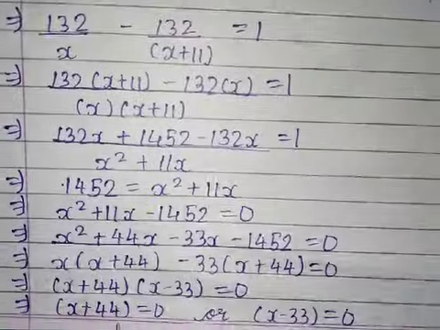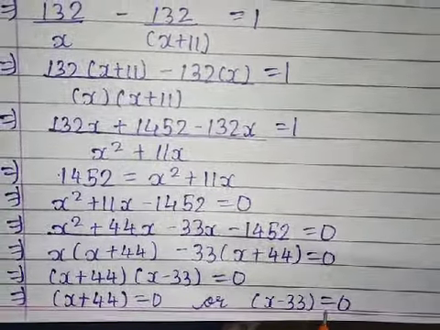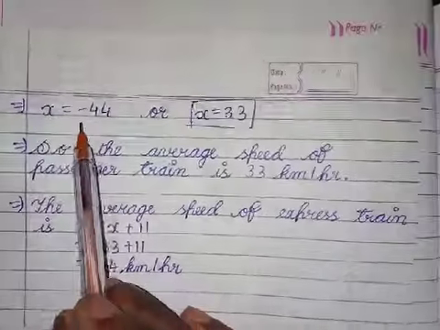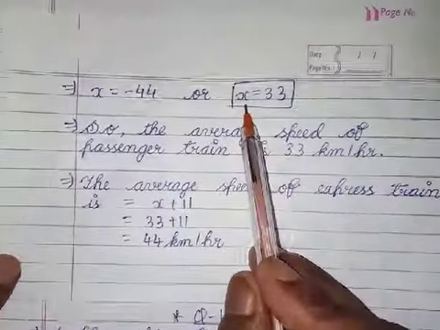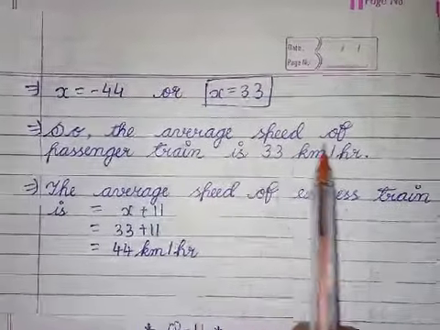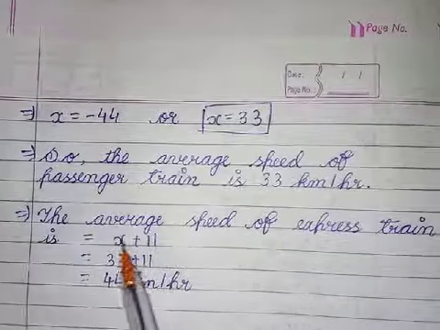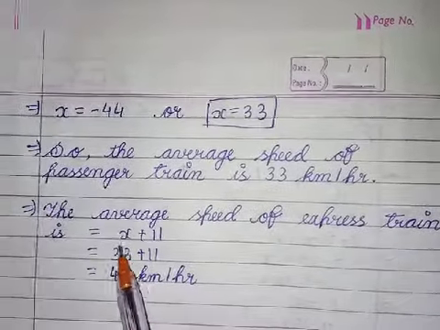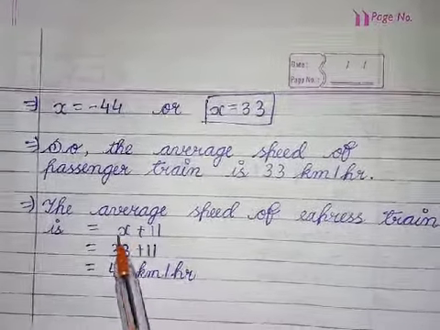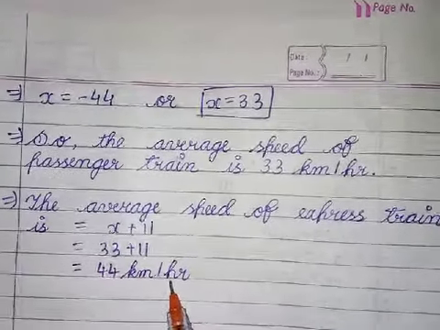So if you equate it to 0, x will be equal to minus 44 and x will be equal to 33. x is equal to minus 44 is not possible. So x is equal to 33. So the average speed of the passenger train is 33 kilometers per hour. So the average speed of the express train will be x plus 11. x is 33, so 33 plus 11, it will be 44 kilometers per hour.